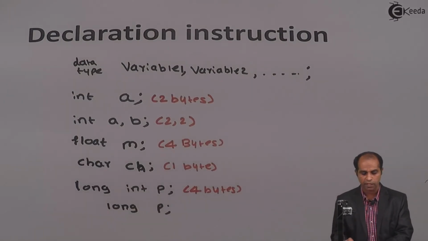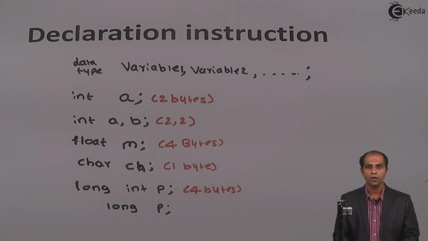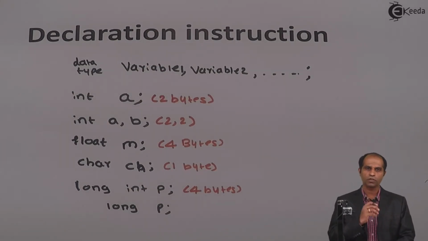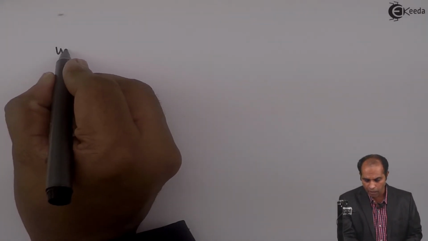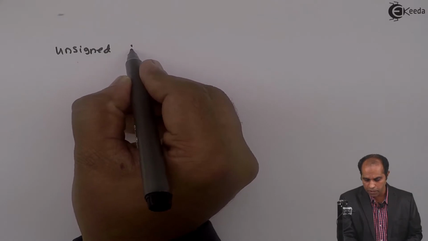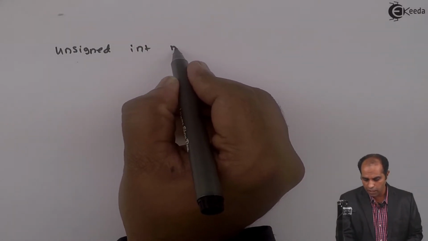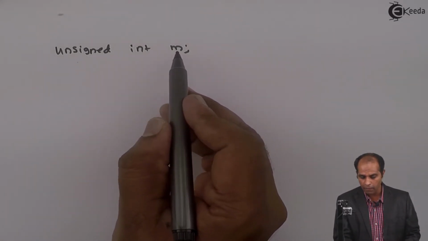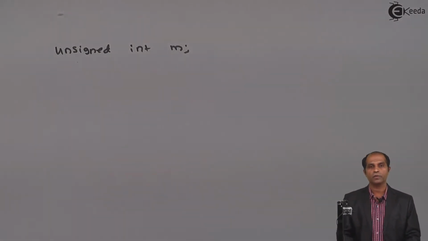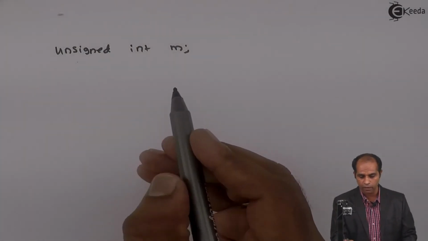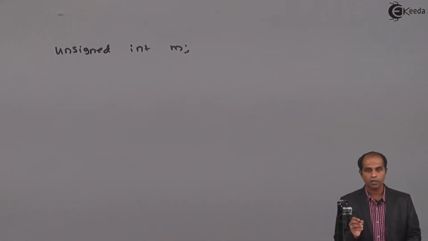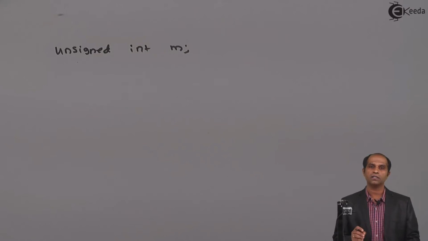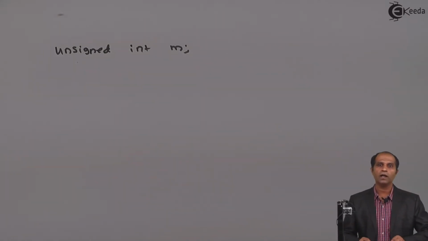So I have specified instructions like int, float, char, long. What if I'm supposed to store only positive values in a variable? In that case, we can use a keyword called unsigned. Let me write an instruction for indicating that. I'll say unsigned space int space say m. Now in this case, unsigned is a data modifier, int is a data type, and m is a variable which stores only positive values. If m gets a negative value, it will deny to store that particular value because m has been declared of type unsigned.